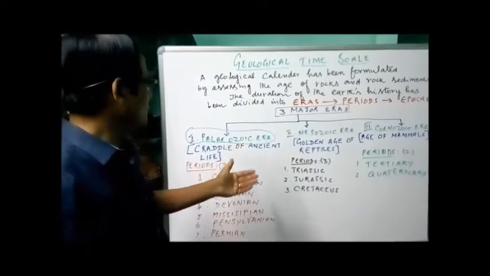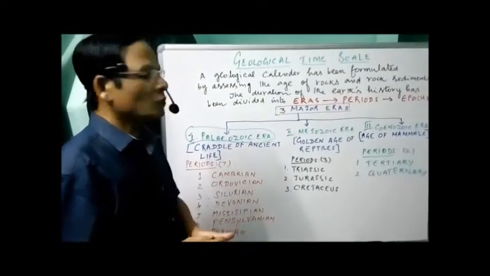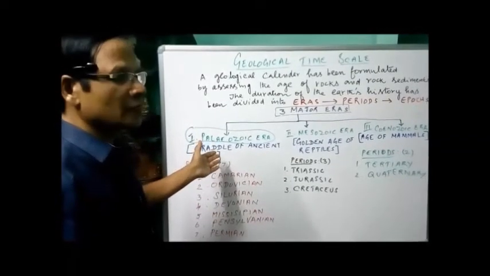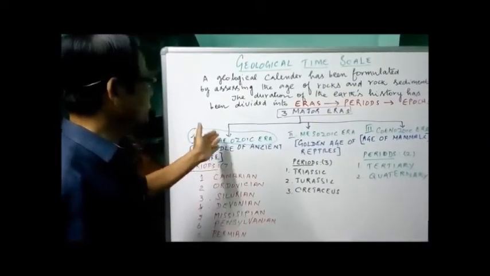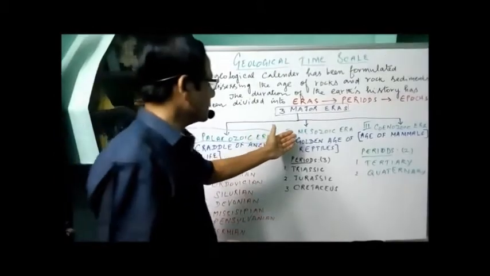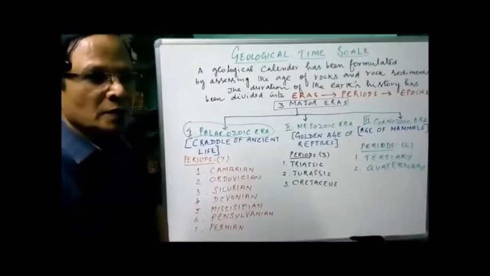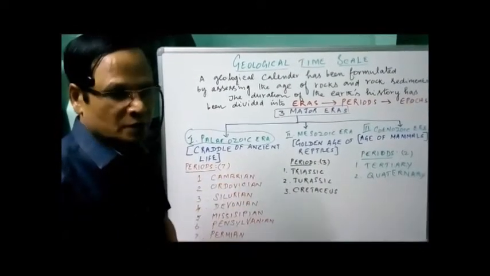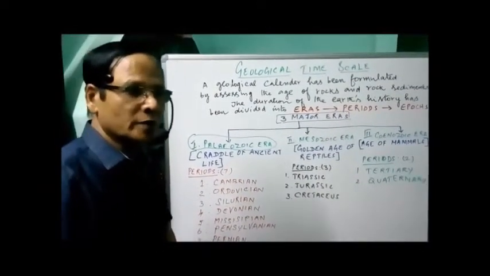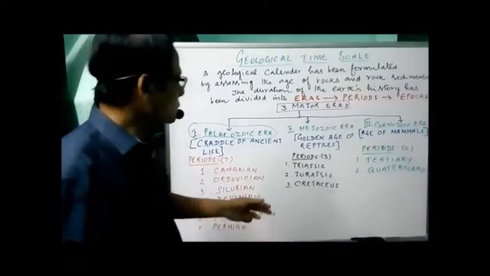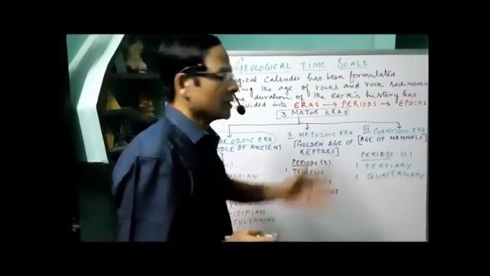The second one is the Middle Age, the Mesozoic era. This is the ancestral age, or the primitive age. During that period, the terrible lizards, the dinosaurs, were dominant. Almost all of the reptiles were dominant, hence it is called the golden age of reptiles.